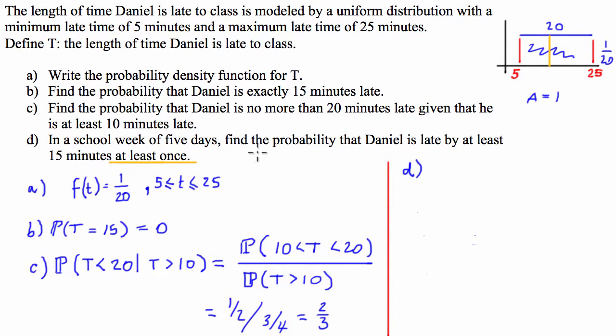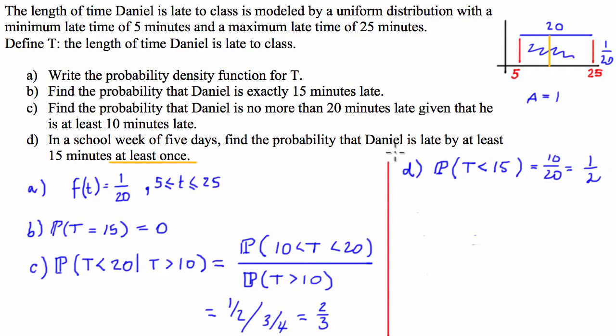So what we're going to do, find the probability that Daniel is late by at least 15 minutes. Well, we're going to find the complement of that. So this is going to be the probability that he is late by less than 15 minutes. And 5 to 15 is 10 over 20, which is equal to 1 over 2. So that's the probability that he's going to be late by less than 15 minutes.